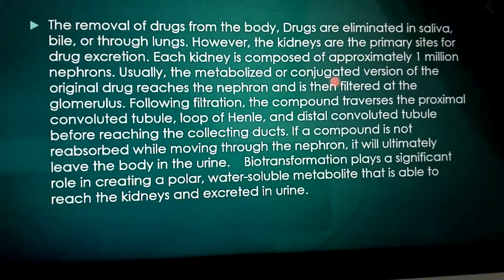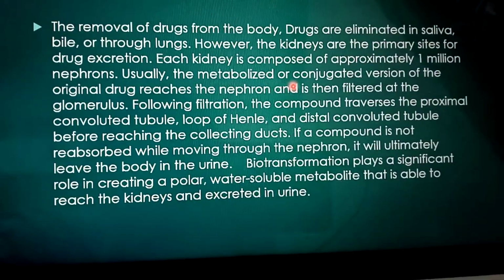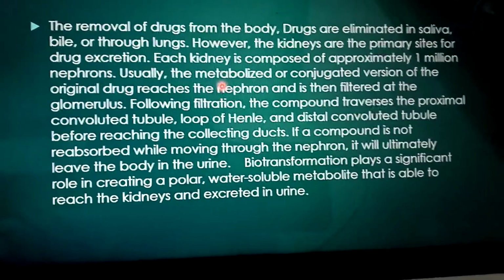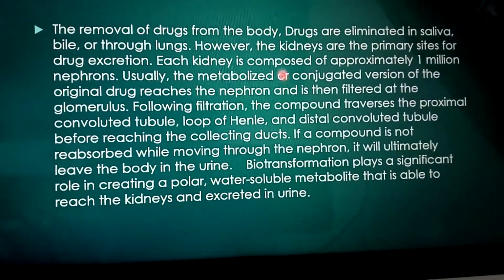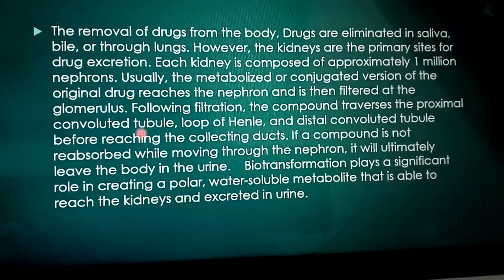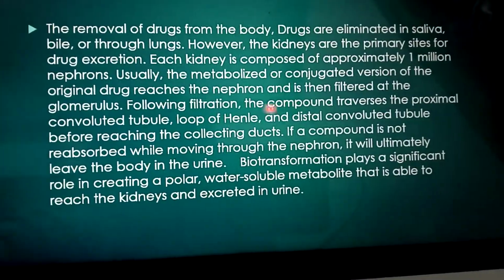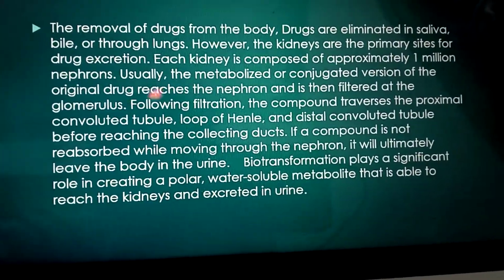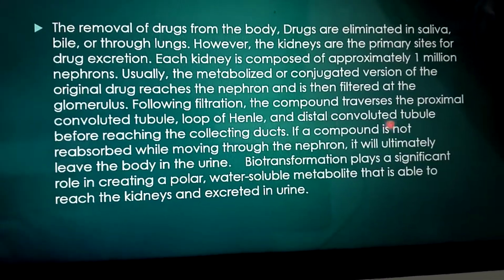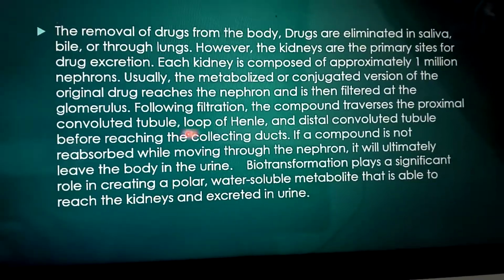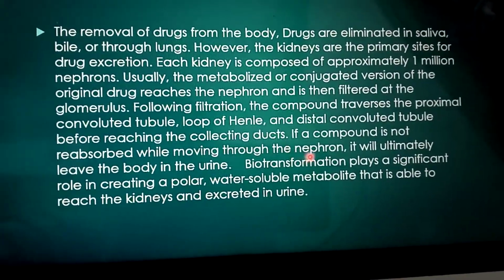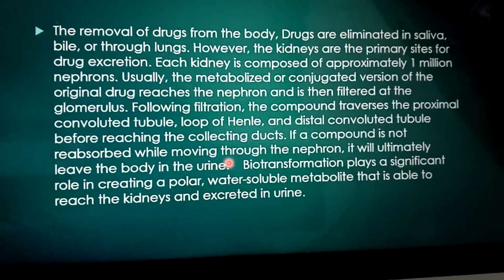So then they are talking about the metabolism process, that the drugs first get metabolized, they are converted into inactive form or waste, and then this waste gets converted into a conjugated version, and then the conjugated version may reach the nephron, that is the kidneys. First they get filtered through the glomerulus, then they move towards the proximal convoluted tubule, then loop of Henle, then distal convoluted tubule, then collecting ducts, and finally the ureter, and after the ureter they move towards the urinary bladder and get excreted in the urine.